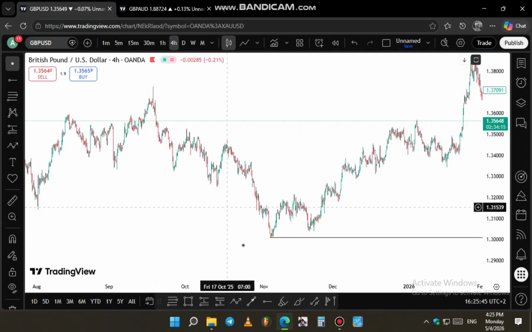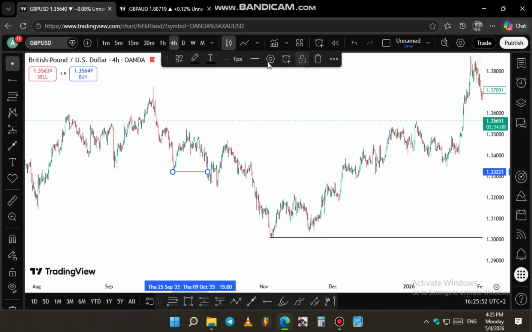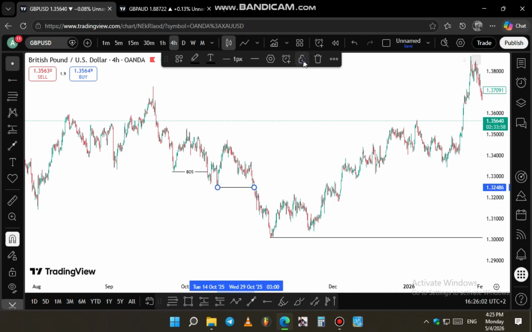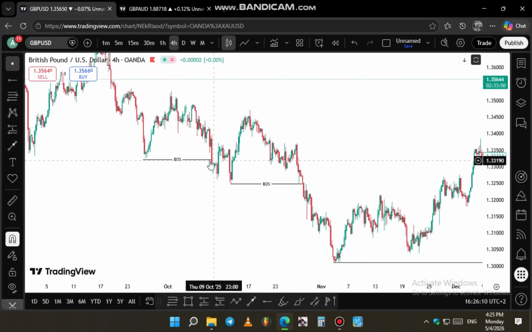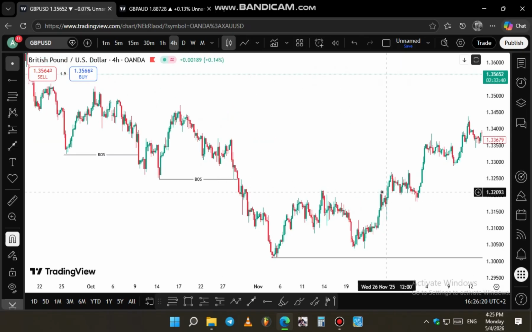Let me identify break of structure now. Since this was our lower low, this was a break of structure and a valid one. Why is it valid? Because the candlestick has closed below here. Few pips, 2-3 pips, it's enough. Yeah, like these ones. I hope you get me.